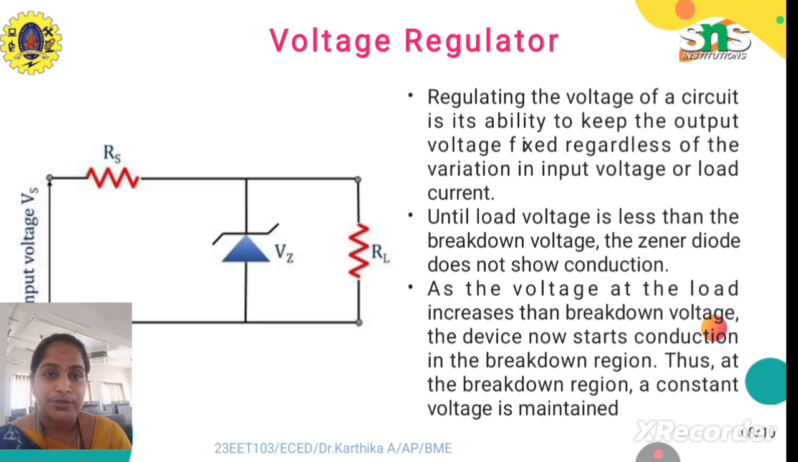The Zener diode mainly acts as a voltage regulator, which is used for regulating the voltage of a circuit. It has the ability to keep the output voltage fixed regardless of variation in input voltage or load current. It regulates the voltages of a circuit and keeps the output fixed. Until the load voltage reaches the breakdown voltage, the Zener diode does not show conduction. As the voltage at the load increases beyond the breakdown voltage, the device starts conduction in the breakdown region. Thus, in the breakdown region, a constant voltage is maintained.